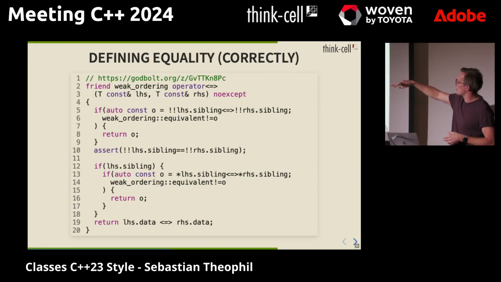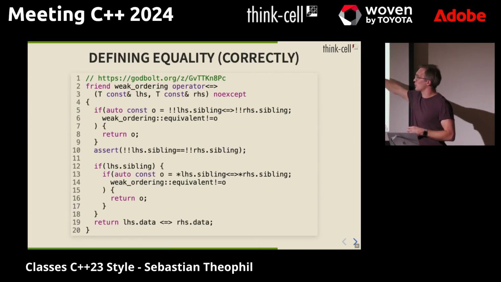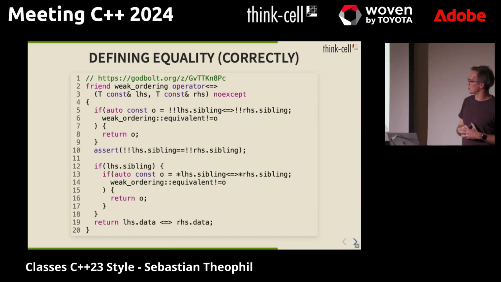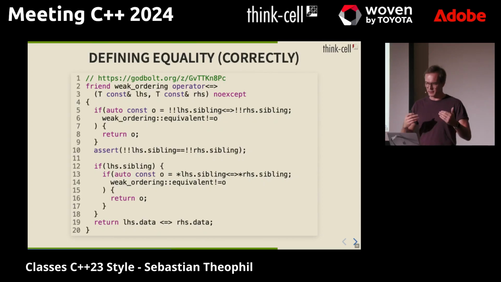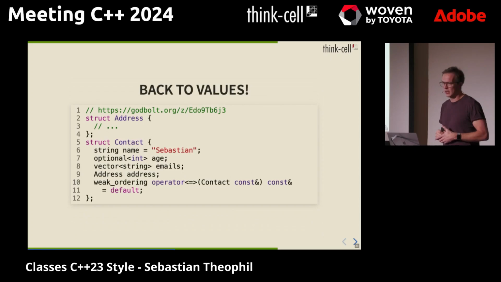So we first compare by having a sibling. Here I'm doing this shorthand conversion to bool. And then I'm in a state where I know both my left-hand and right-hand side have the same property. And then if both of them have this pointer, then I compare recursively by the pointer value. And then I'm done and just compare by the integer. Okay, defining equality, not as simple as I had wished in the past sometimes.